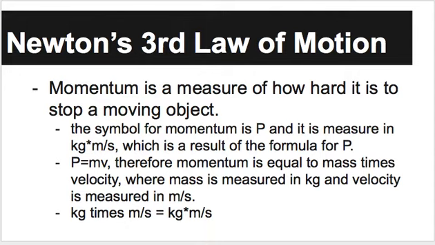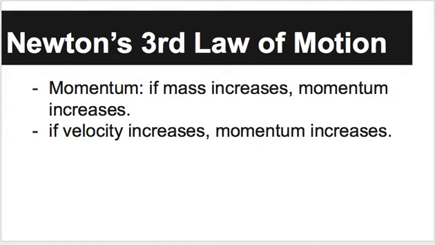Therefore, momentum is equal to mass times velocity, where mass is measured in kilograms and velocity is measured in meters per second. So we would write that as kilograms times meters per second, or kilograms times meters per second. That little star is the only difference there. Momentum: if mass increases, momentum increases. If velocity increases, momentum increases. So if you increase either one of those two things, mass or velocity, your momentum is going to increase. If you decrease mass or velocity, your momentum will decrease.